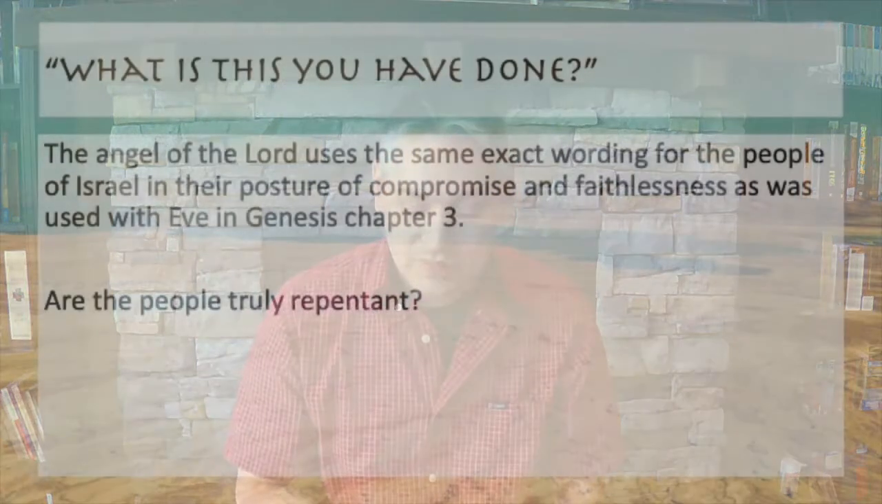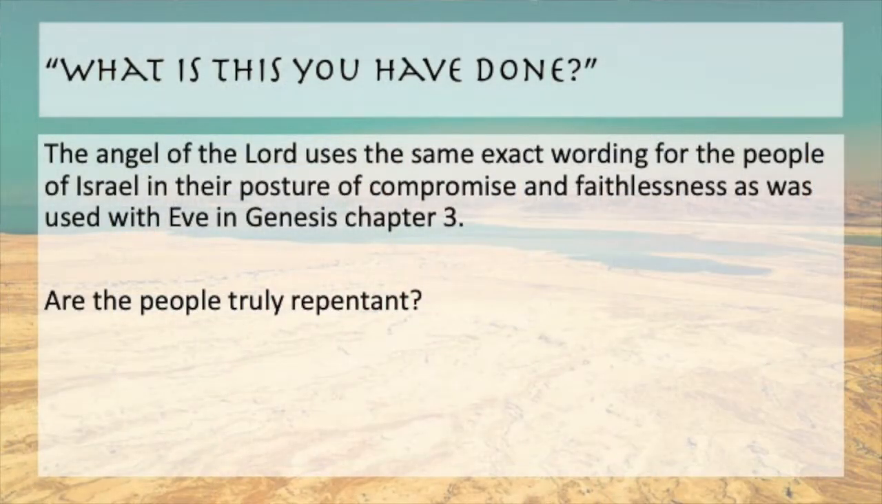I really love that the angel uses this particular phrase in addressing the people of Israel. He says, "What is this you have done?" And that is the exact direct quote that God asks Eve back in Genesis chapter 3, after Adam describes what Eve has led him into, eating the fruit, and he's passing the buck, and then Eve tries to pass the buck, and God says, "What is this you have done?"